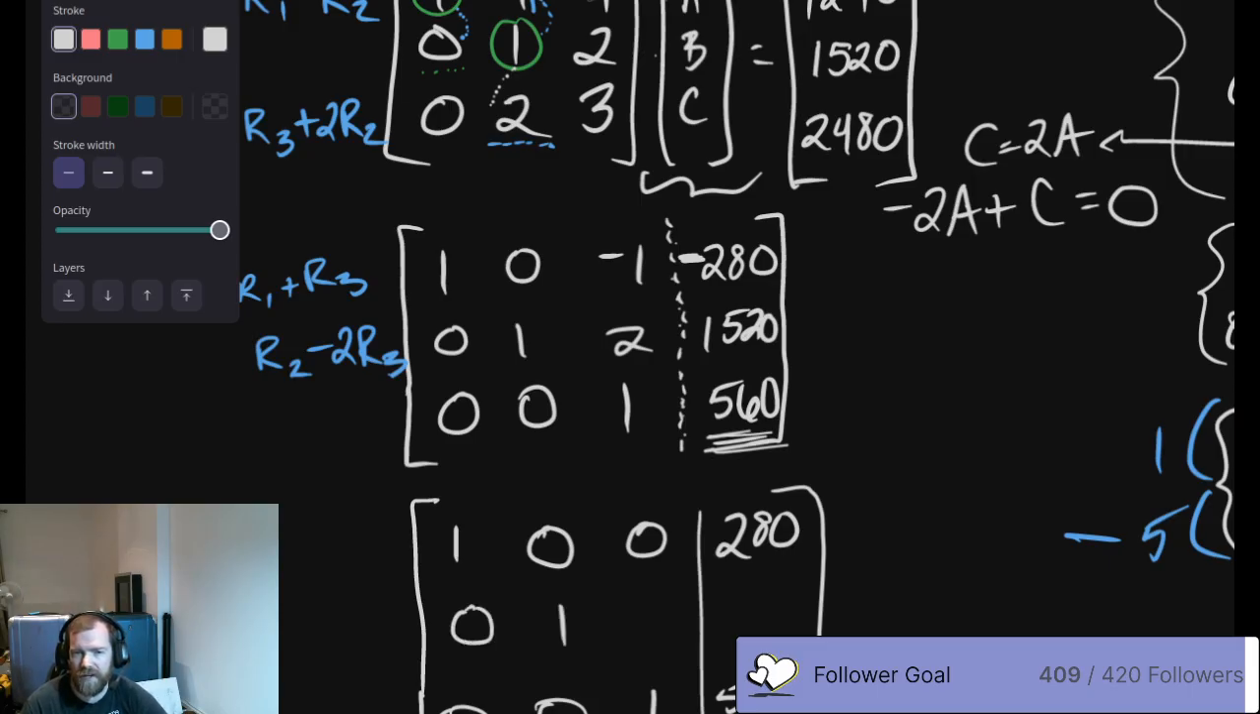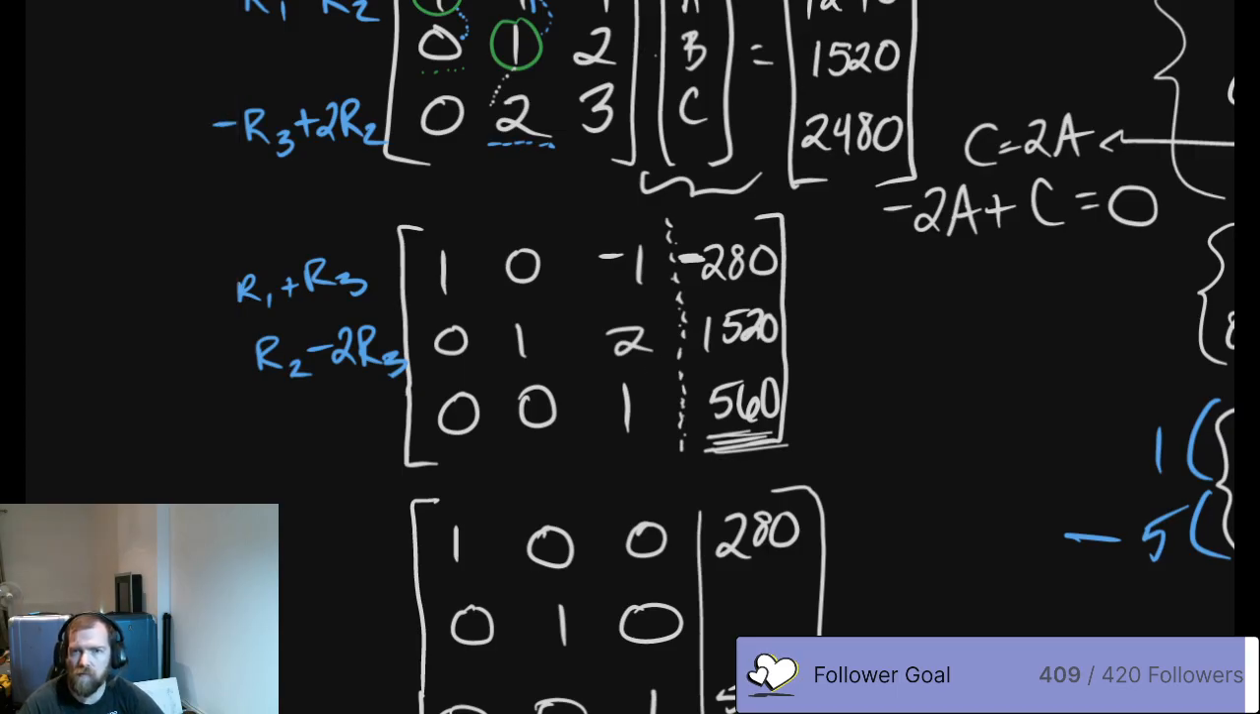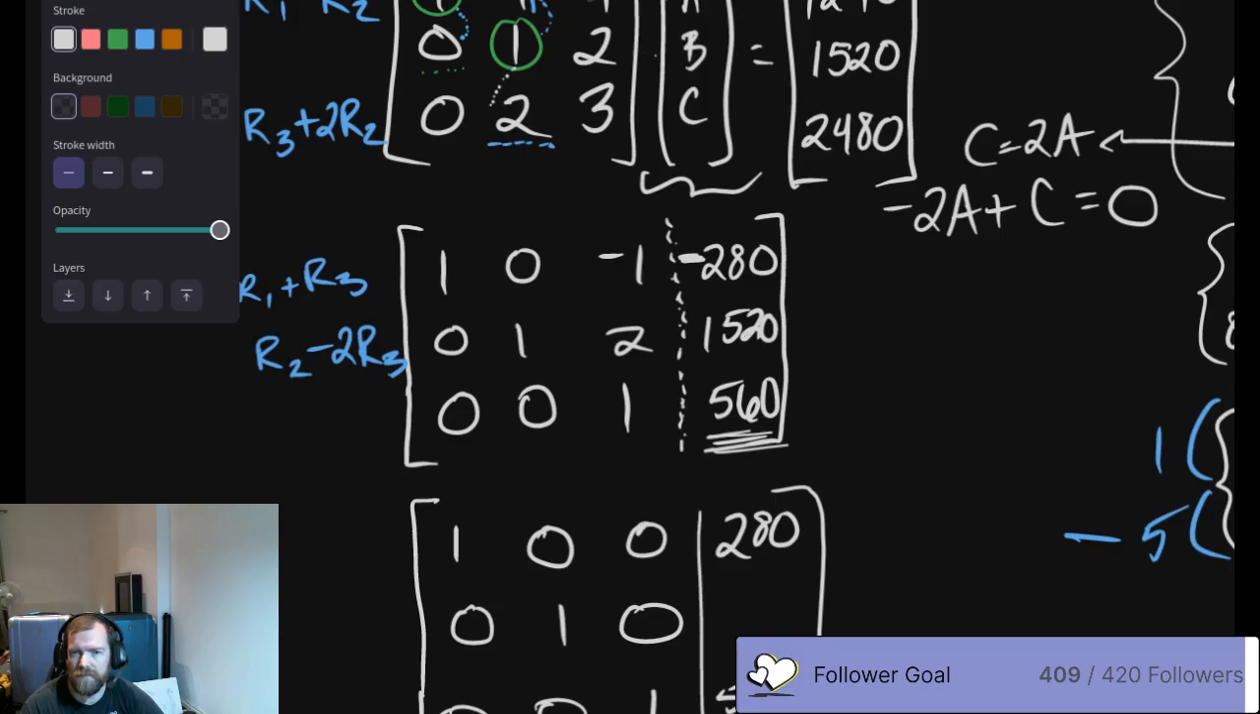Alright, so if we subtract out 2 of row 3 from row 2, we're going to get a 0 here. And then if we take 1520 minus 2 of 560, 1120 off of 1520 is going to be straight 400.